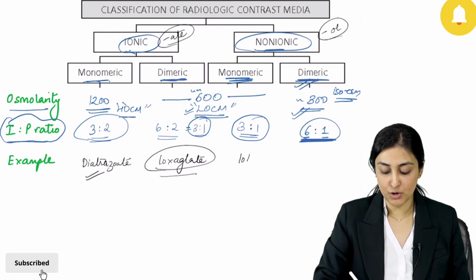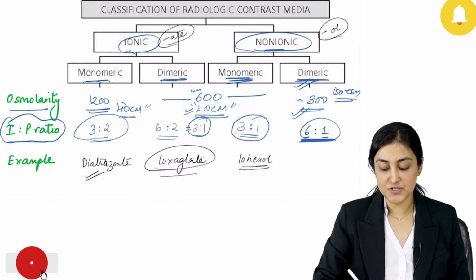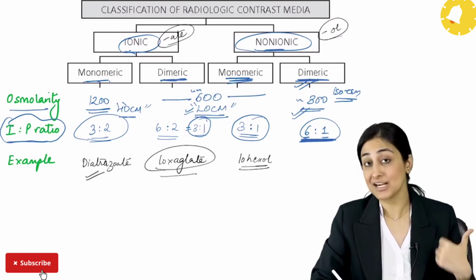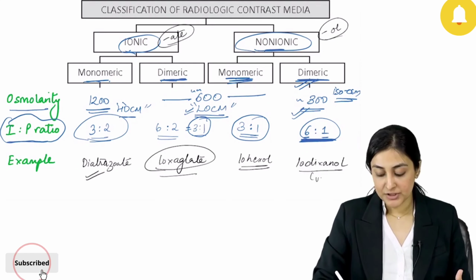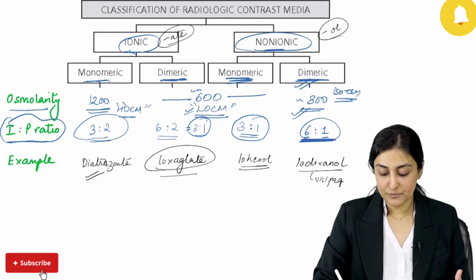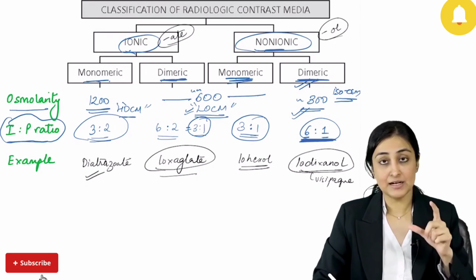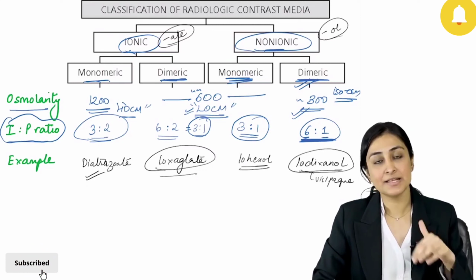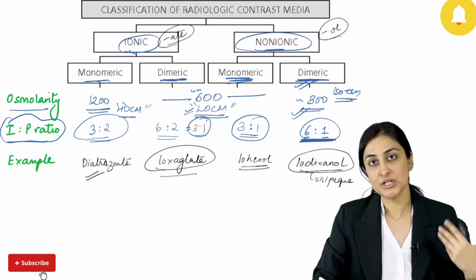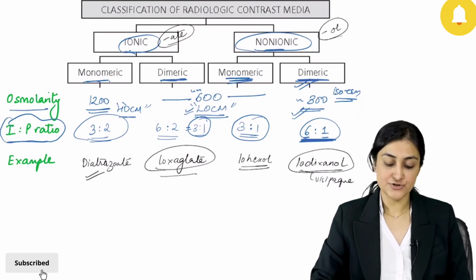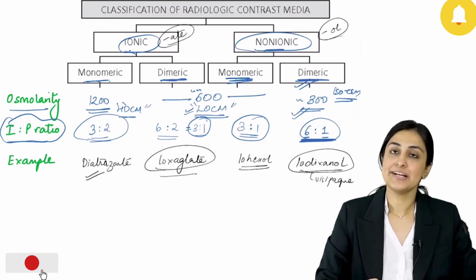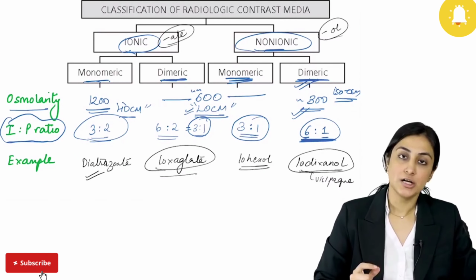Non-ionic monomer, most common, iohexol, which comes under the trade name of Omnipaque that we had seen. Non-ionic dimer comes as iodixanol or the trade name of Visipaque. One more trick, any compound that ends with 'ol' given in your option which is not iodixanol will be non-ionic monomer. Okay, so you can remember that trick. So these are all the iodinated contrast media that we want to remember.